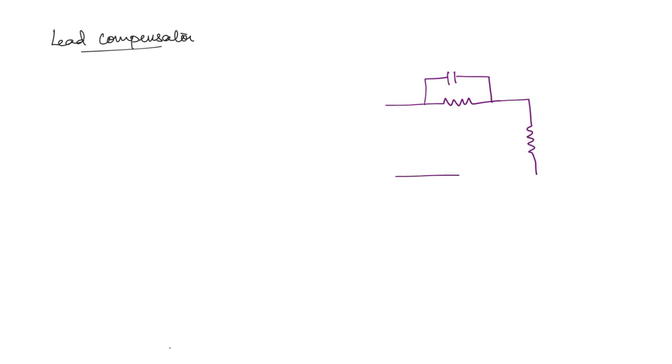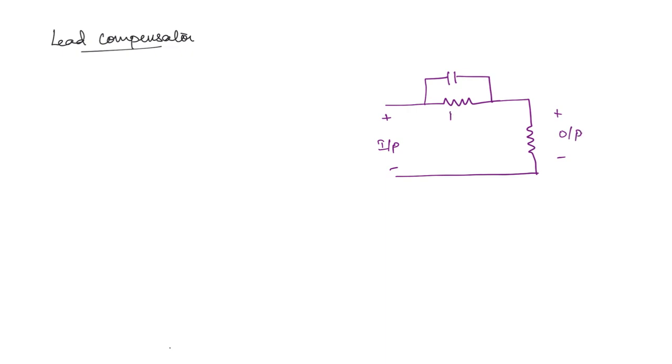Now we will see how, using some basic network elements, we can get the lead and lag compensator. First we will start with the lead compensator. You're going to have a resistor and a capacitor in parallel, and there is going to be a resistor here. Here you are going to give the input and here you are going to take out the output.